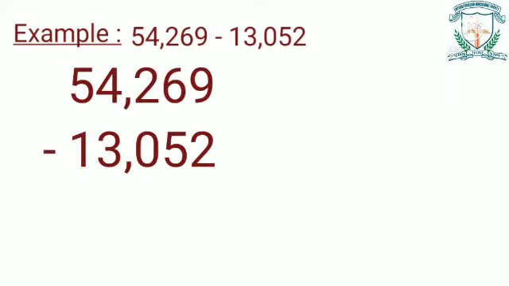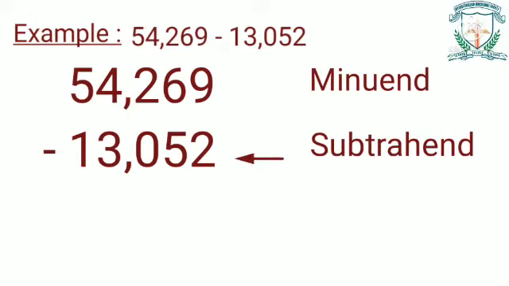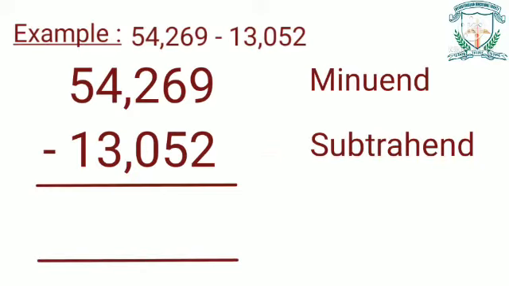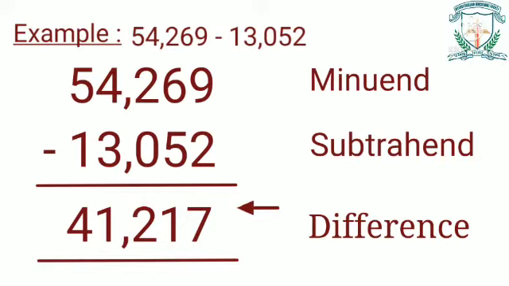For example, 54,269 minus 13,052. Here, 54,269 is a minuend, 13,052 is a subtrahend. The answer which we get here, that is 41,217, is the difference. And the symbol we use is minus.